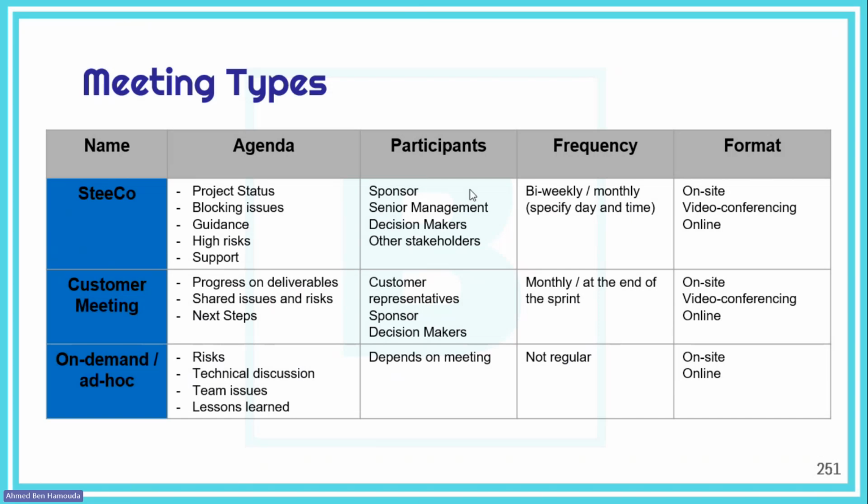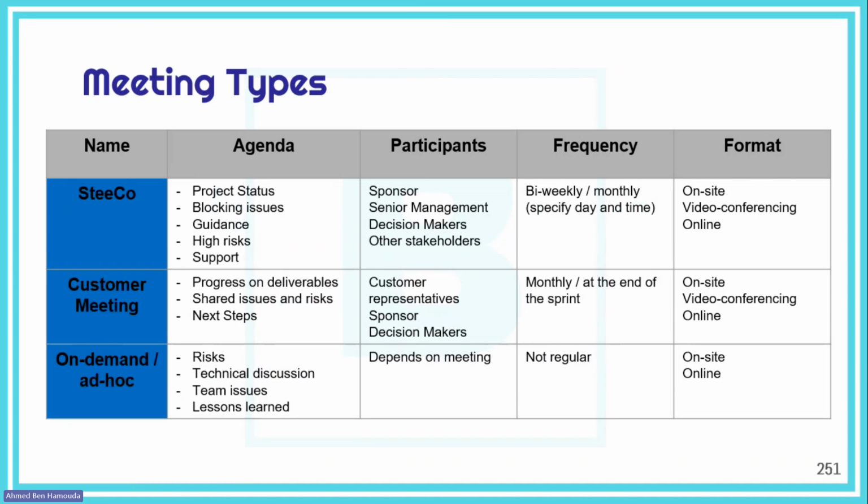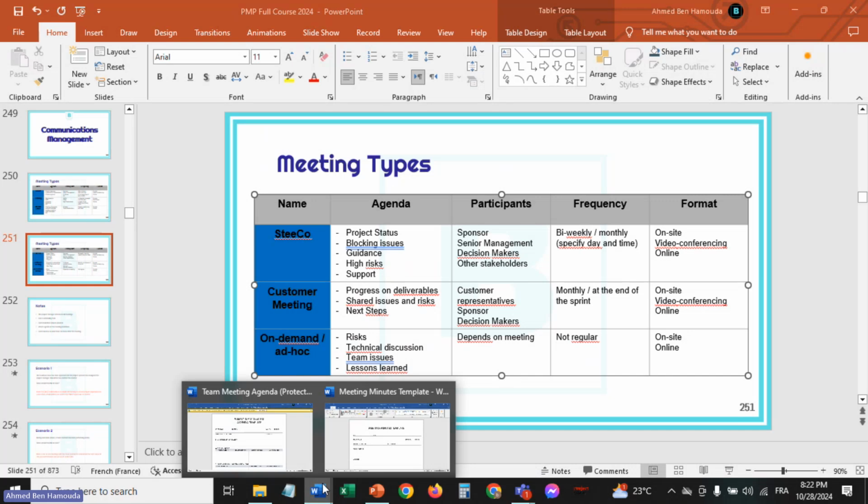solve the issues. Frequency: usually these on-demand or ad hoc meetings are not regular. And the format, again, can be on-site or online. So now I've mentioned the 5 most famous or known meetings, and some on-demand meetings. Let's go now and have a look at some of the templates.